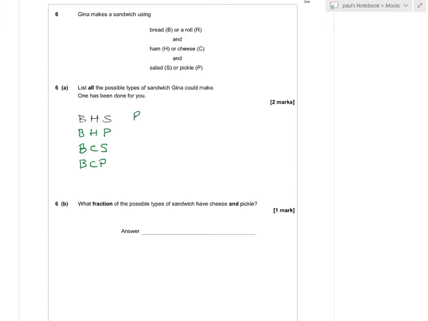Now if we have a roll, ham, salad, a roll, ham, pickle, a roll, cheese, salad, and a roll, cheese, pickle. What fraction of the possible types of sandwich have cheese and pickle? Cheese and pickle, yeah, where's one? There's one. So it's 2 out of 8, which you could simplify a bit, 1 out of 4.